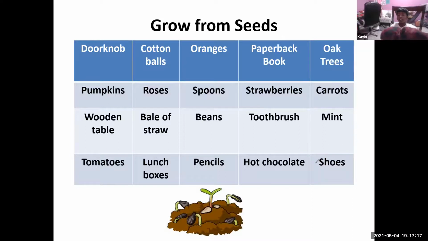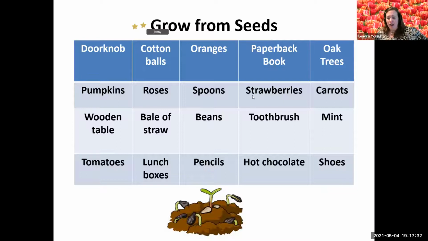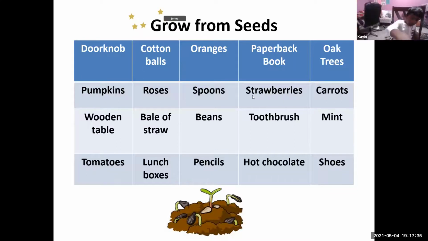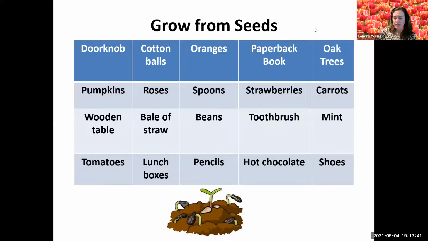Wait, shoes are made of leather, but leather comes from cowhide. Yeah, but that doesn't come from a seed, but the rubber on the bottom of the shoes could be from a rubber tree. Yeah, that comes from trees though. Yep, rubber trees. That's right. Okay, so let's go to the next. Let me clear the drawings. All right.